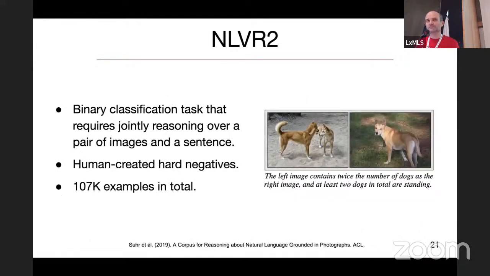NLVR is a different type of task. It's more kind of about visual reasoning, where it's a binary classification problem. And what you would like to do here is to determine whether the sentence is a valid statement about the pair of images. The rationale for this is that a model would need to actually understand both images and the sentence in context in order to make more than trivial progress in this area. And the hard negatives were created by humans. They weren't sampled automatically from the data.